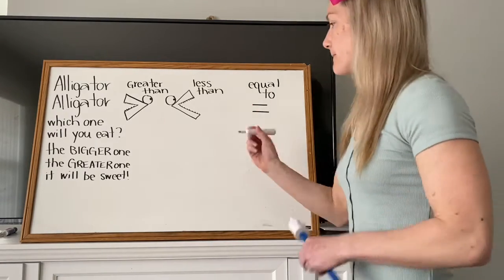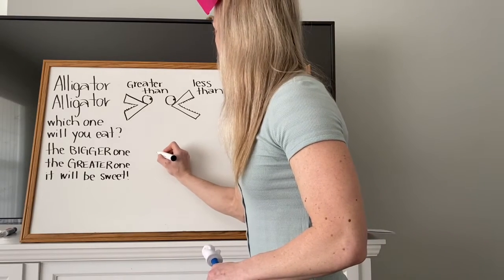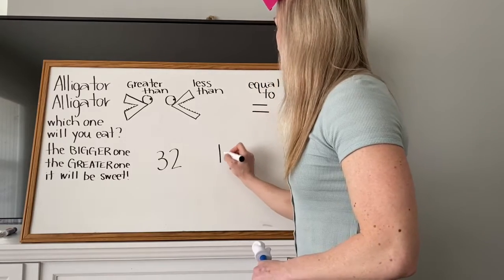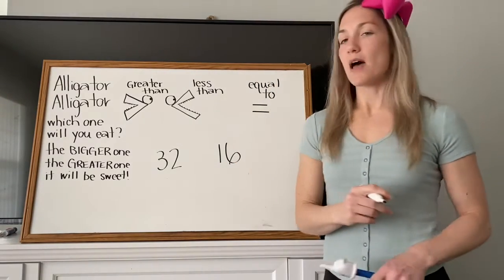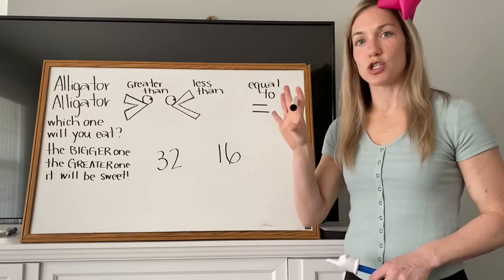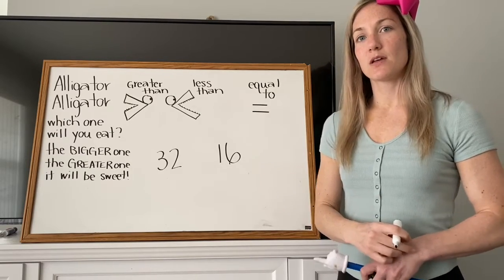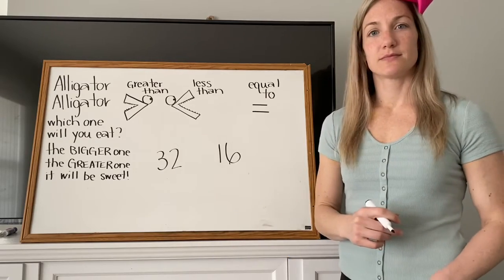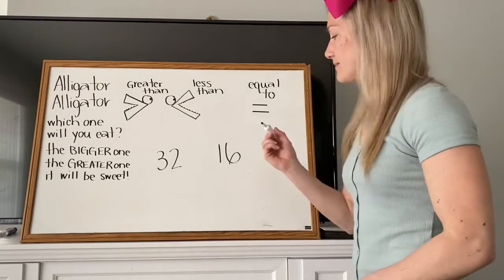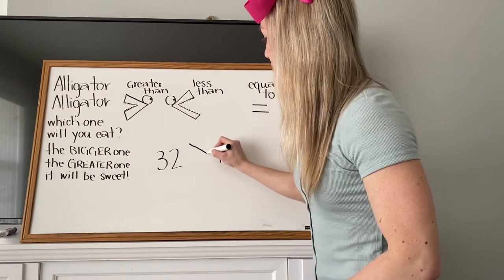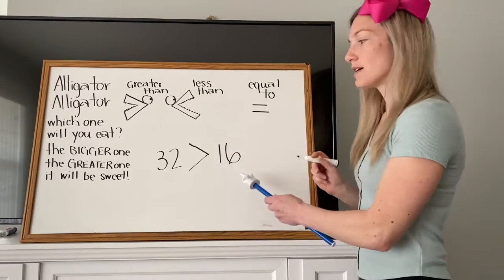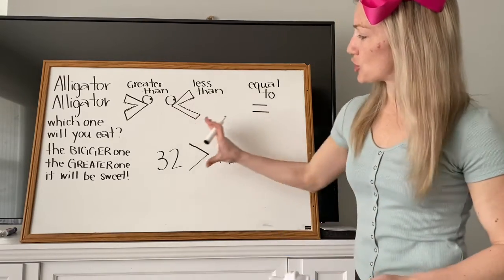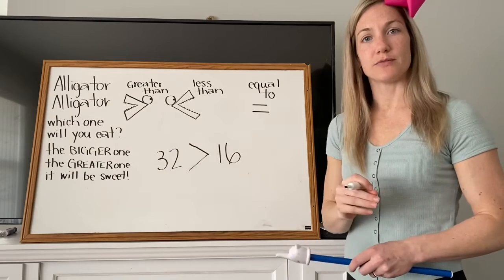So when we're using these symbols in math, our alligators always want to chomp up the bigger numbers. Let's take a look. Let's say I have the number 32 and the number 16. Well, I said that our alligators always want to chomp up the bigger number. Which one's the bigger number, 32 or 16? If you said 32, that's right. 32 is greater than 16. Our alligator friend is chomping up the 32.